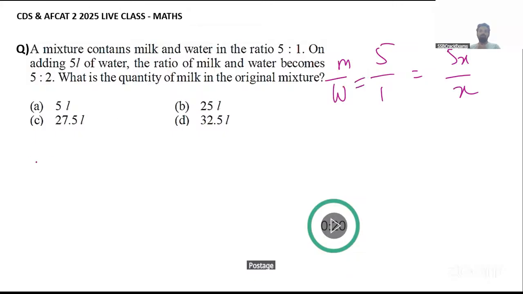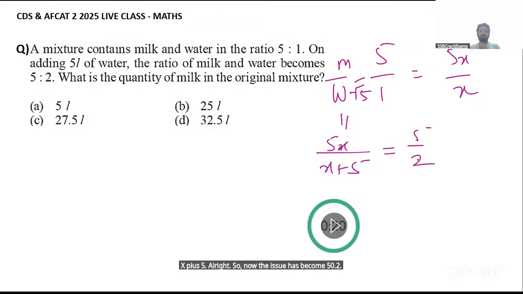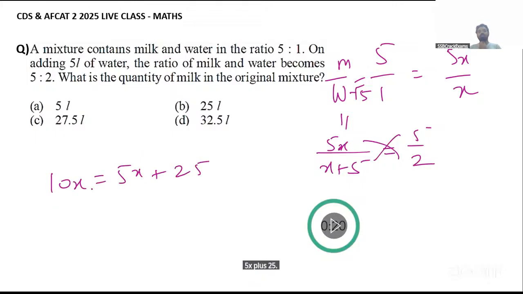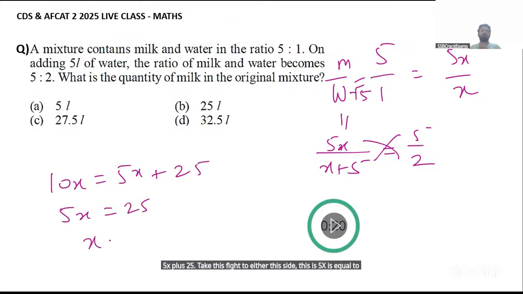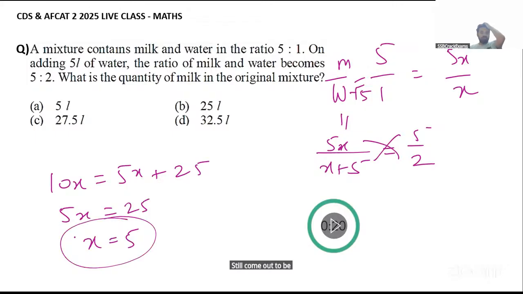Now water has been added to the mixture. Okay, now water has increased by 5. So when water is increased by 5, it is 5x upon x plus 5. All right, so now the ratio has become 5 upon 2. What is the quantity of milk? So now cross multiply: it is 10x is equal to 5x plus 25. Take this 5x to this side, it is 5x is equal to 25. So x will come out to be 5. All right, so hence x is 5, and we know how much milk there was, it was 5x. So it was 25. Okay, so the amount of milk will be 25 liters.